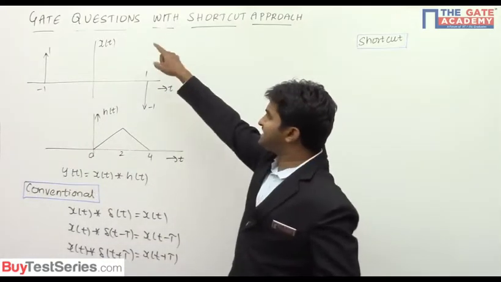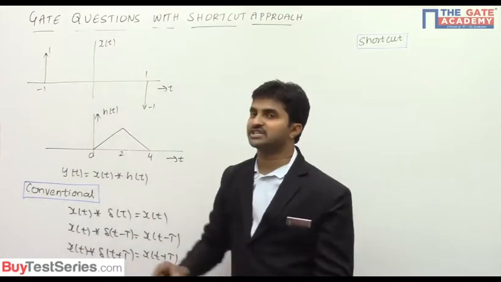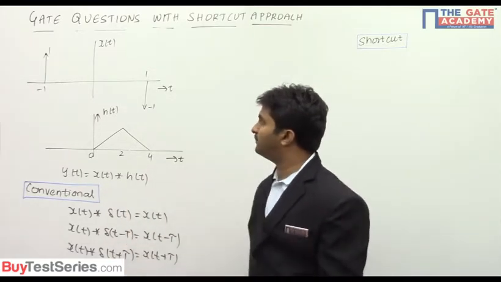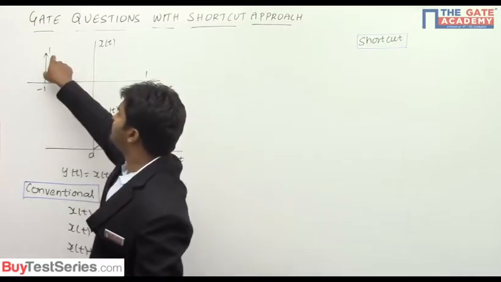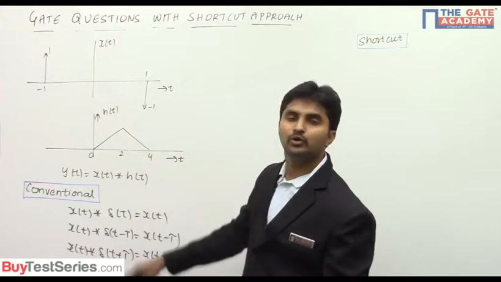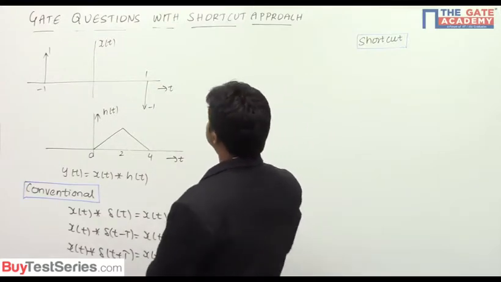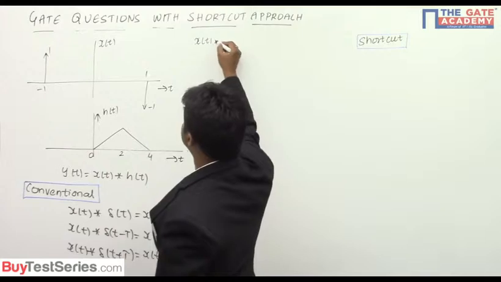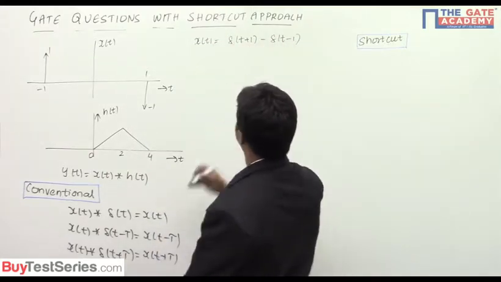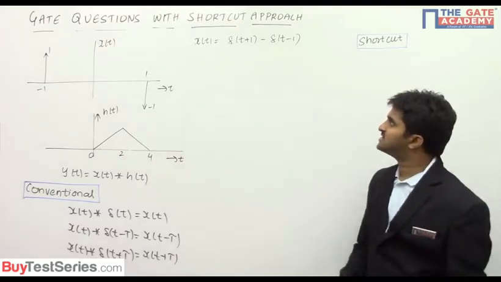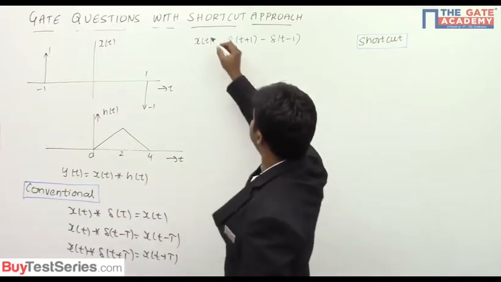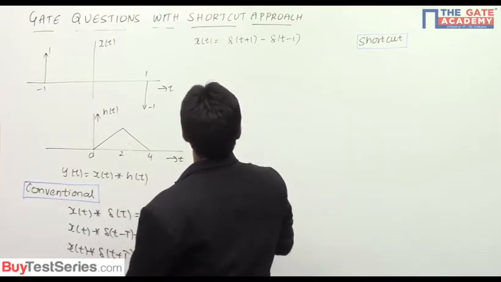Now you can see that the signal x(t) itself has two impulses, one at t = -1, the other at t = 1. At t = -1, you have an impulse with the area equal to 1. At t = 1, you have an impulse with the area equal to -1. So I can write the signal x(t) as δ(t+1) - δ(t-1). So this is nothing but the signal x(t).